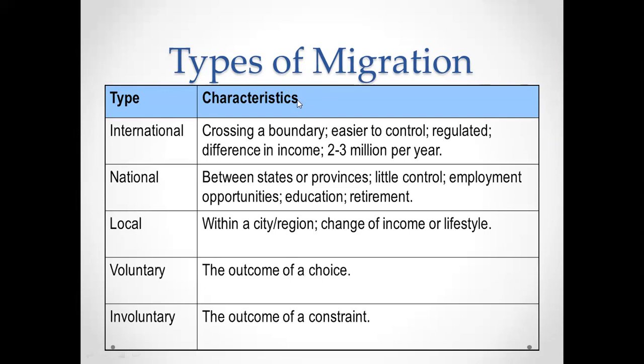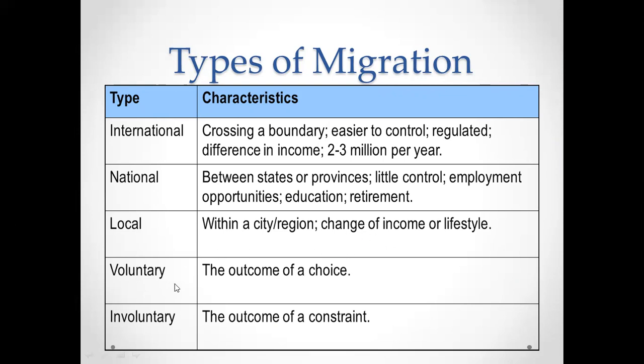To sum it up, when we say international migration, you have to cross your boundary. This is regulated, because you have to have pertinent or valid documents. And we also have national migration, which is only between states or provinces, with, of course, little control on the part of the government. This is due to employment opportunities, education, or even retirement. And we also have local migration, which is only within a city or region, maybe because of a change of income or lifestyle.